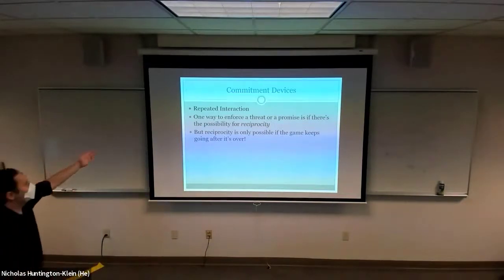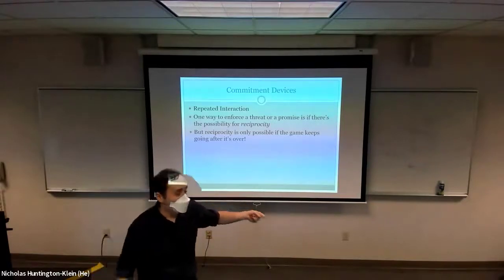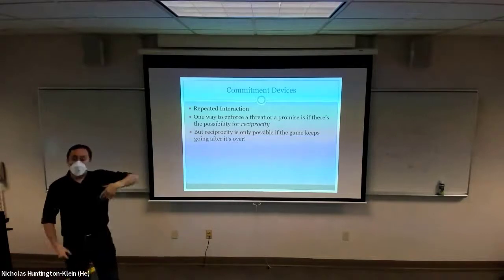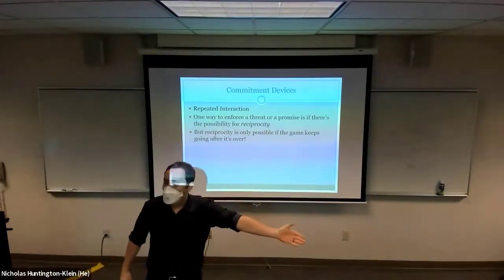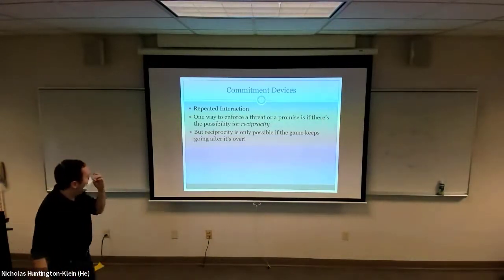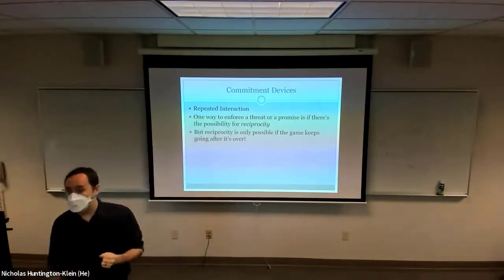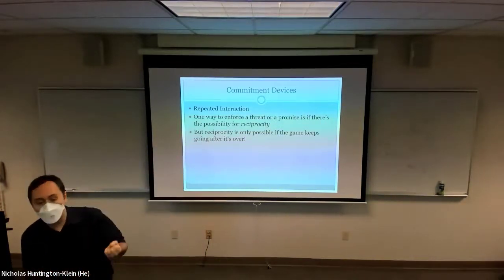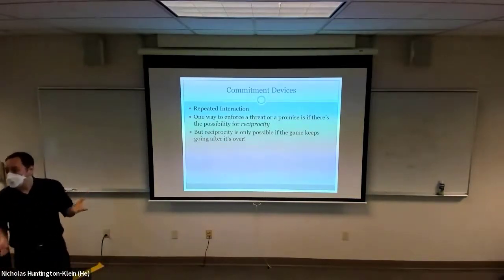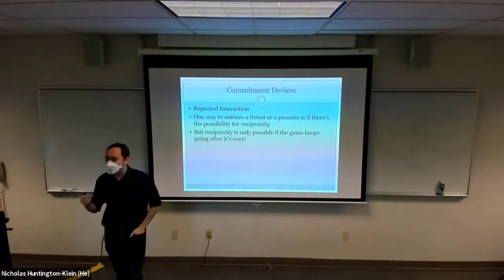One common way this pops up is in the form of repeated interaction. If you are interacting with the same people over and over again, in other words, if they have the ability to punish you later for something that you did earlier, or reward you later for something you did earlier, then that can really change the actual game that you're playing in a really major way, right? One way to enforce a threat or a promise is if there is the possibility of reciprocity. If you can be rewarded for good deeds or punished for bad ones, that's going to be one way of keeping you in line.